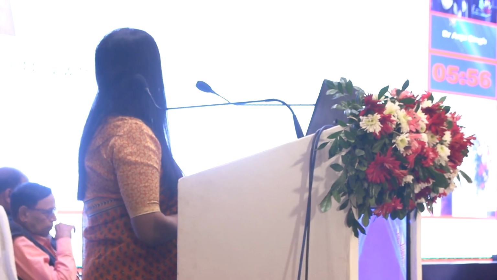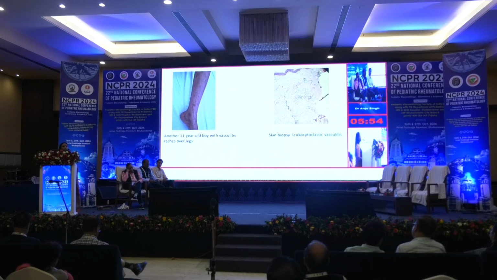So this is about an 11-year-old boy who had these vasculitic rashes on the leg. We went ahead with the skin biopsy and it showed leukocytoclastic vasculitis. But it was not easy to say that this child is a case of HSP. So we went into the history and tried to dig out what he had.